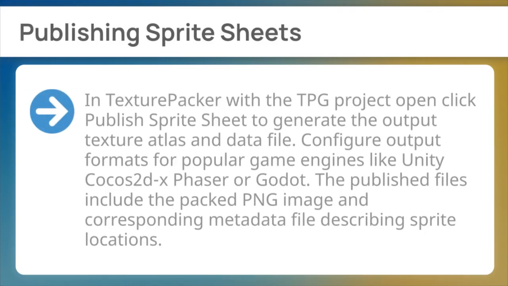Next, publishing sprite sheets. In TexturePacker, with the TPG project open, click Publish Sprite Sheet to generate the output texture atlas and data file. Configure output formats for popular game engines like Unity, Cocos2d-x, Phaser, or Godot. The published files include the packed PNG image and corresponding metadata file describing sprite locations.